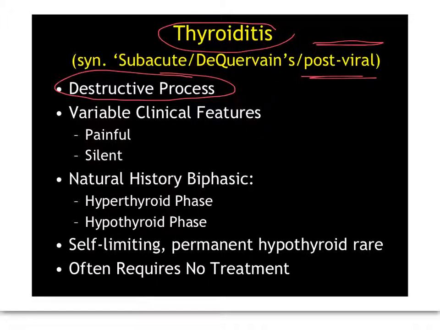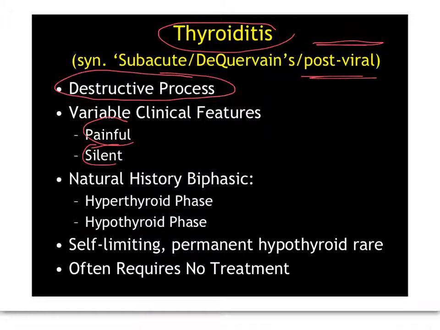So this is different to TSH receptor antibodies in Graves' disease. In this process, the thyroid gland is actually being destroyed in a temporary way. Sometimes it can be silent, but most commonly it causes pain in the front of the neck, typically a couple of weeks after a virus infection. And the thyroid can actually feel very hot in the neck as well with the pain.